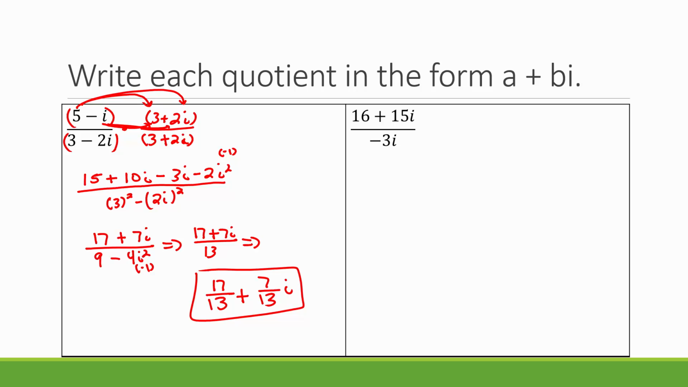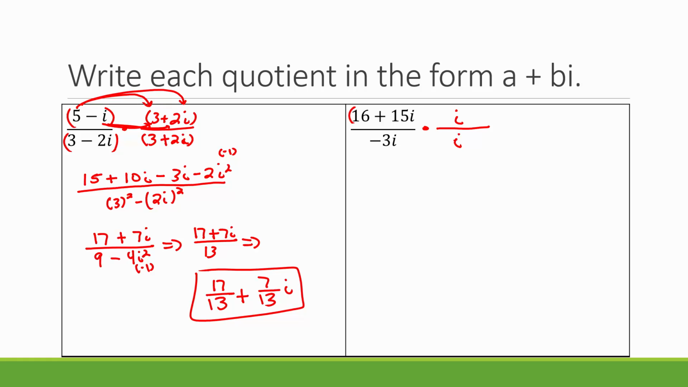Okay, and the final example, 16 plus 15i, all divided by negative 3i. Now, in our denominator this time, we do not have a binomial, so we do not multiply by a conjugate. We just need to make that I into I squared so we can change that into -1. So if we have just a monomial down there like that, we're just going to multiply by I. So we can change the I into I squared.